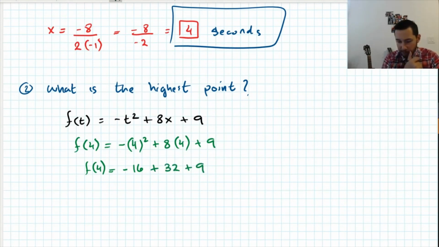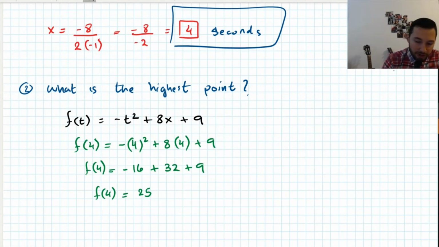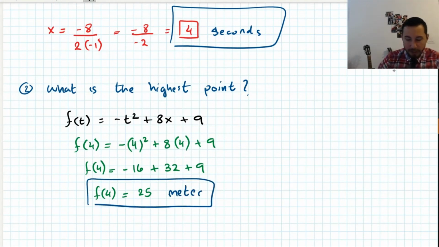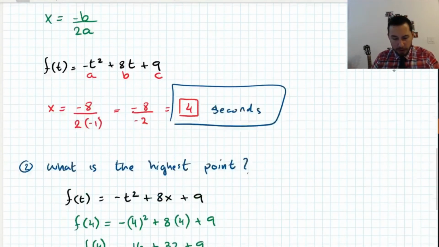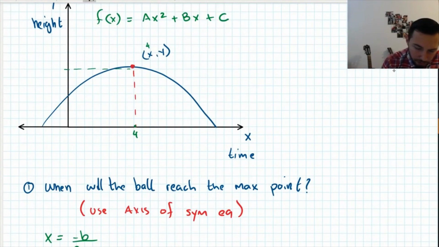And this I can just put into the calculator or do it in my head. This is negative 16 plus 32 plus 9. And that will tell me that f of 4 is equal to positive 25. So the maximum point, or the highest point this ball will reach, is 25 meters. So 25 meters, and that will be my maximum, right? So in order for me to find the highest point, all I did was I went to my graph, drew my vertex, and I found that my maximum was 25 meters.